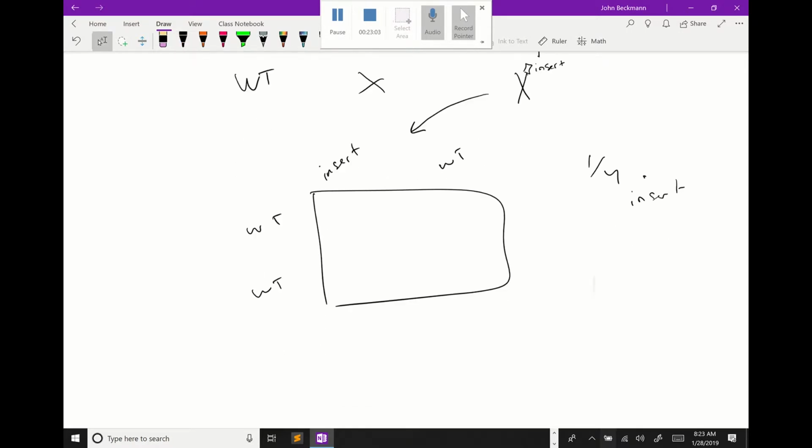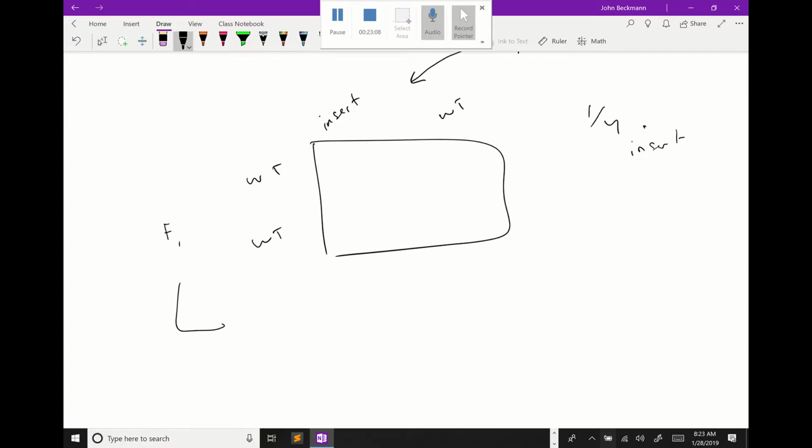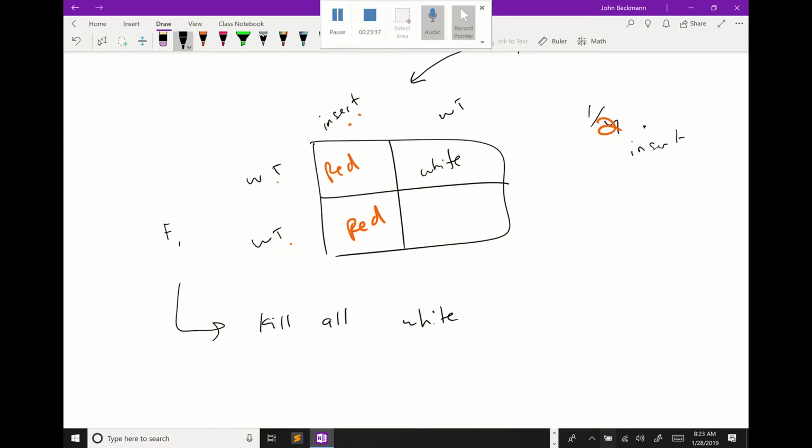That next generation, this is called the F1, that next generation, you kill all white-eyed flies. So this one would be red because it's wild type plus insert. Oh wait, it'd be 1/2. It'd be 1/2. This one will be red because it's wild type plus insert. These ones will be white. So you get 1/2 this first generation that will be red eye.